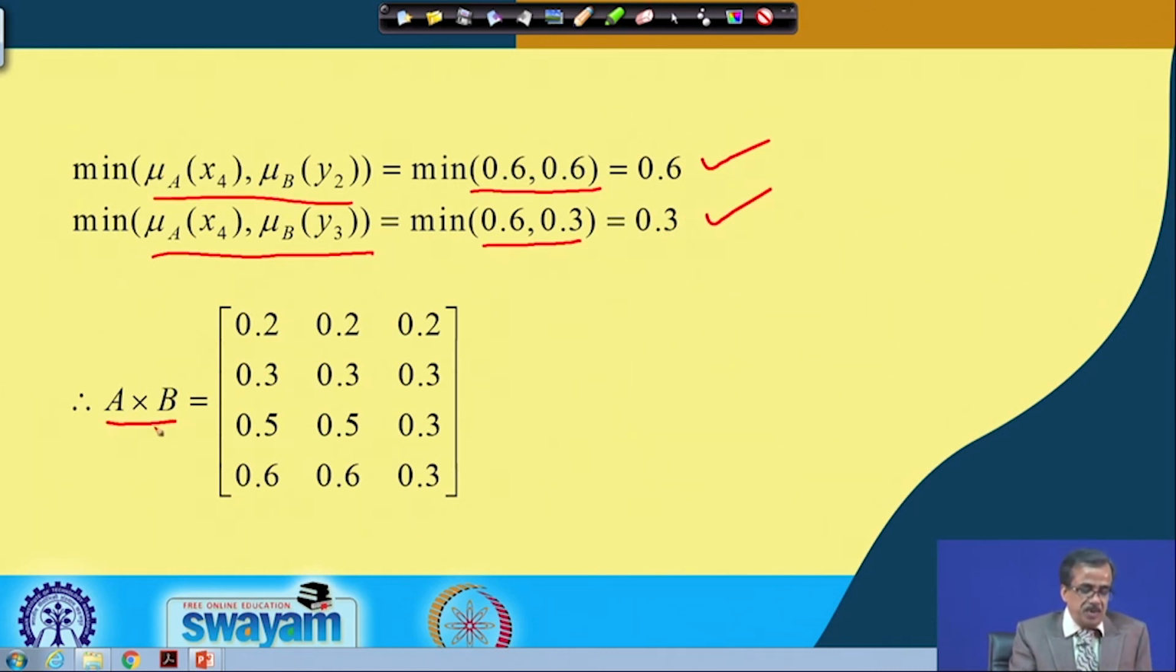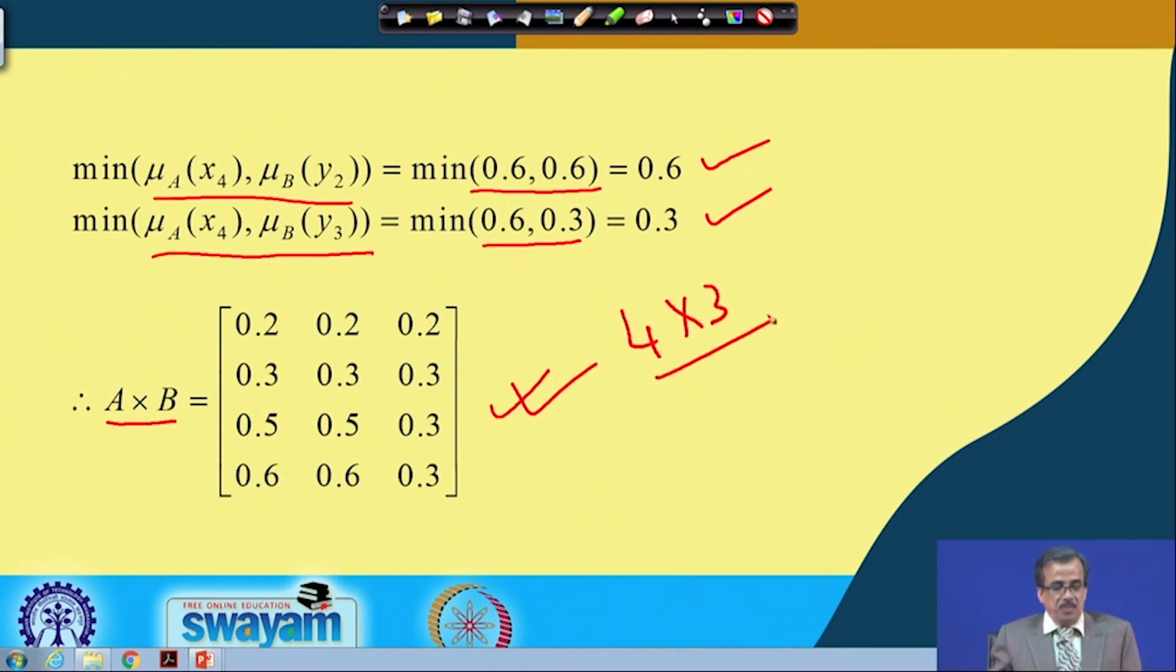Now, this particular product we can write down in the matrix form. All the elements I have already determined, so I can write this in the matrix form, and it will look like this. There will be 4 rows and 3 columns, so this is nothing but a 4 cross 3 matrix. This is actually the product of A and B.